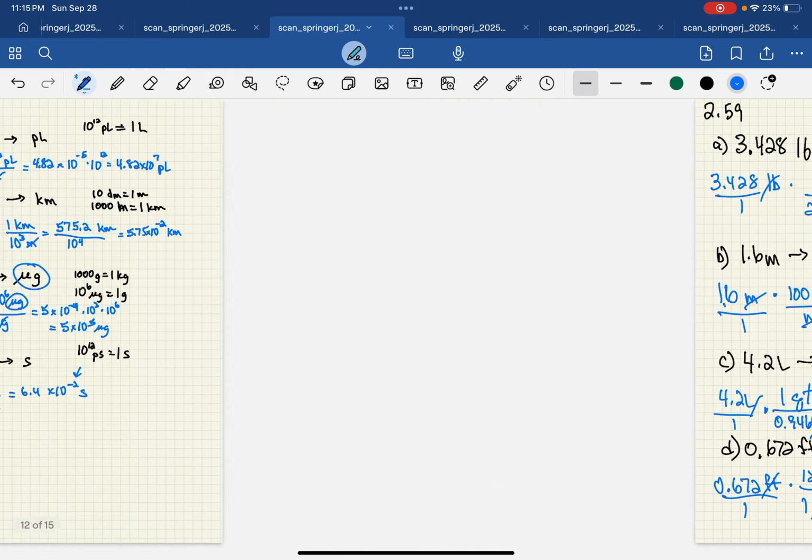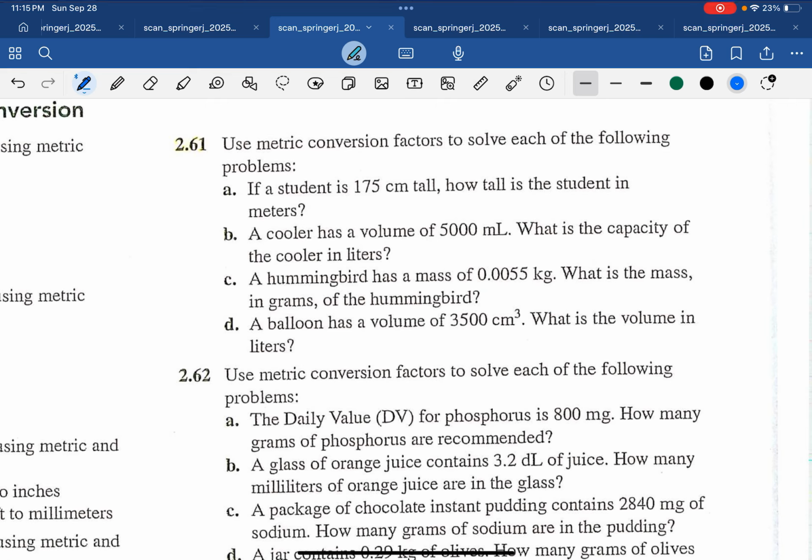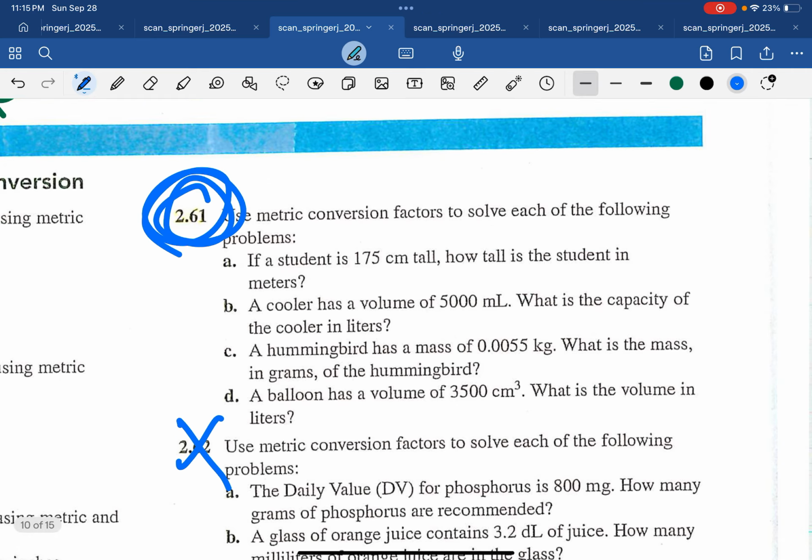So for the rest of the period, or whatever time is remaining, why don't you work on just 2.61 as your assignment, not 2.62. Okay, that seems reasonable. 2.61 is your assignment. So work on that. Turn that in, or yeah, you can turn that in. And that'll be it for today. See you Thursday. Hopefully I'll be back tomorrow.